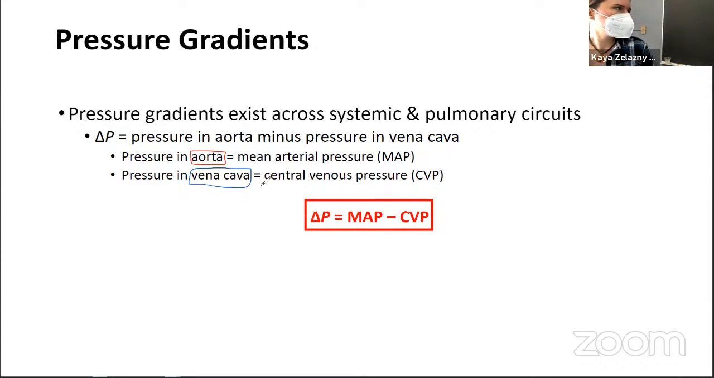So here we can use, I think, a new term. Have we talked about central venous pressure before? I don't think we've talked about that yet. It's pretty much the same thing as the mean arterial pressure in terms of measurement. It's just at the opposite end of the loop. So we're measuring it at the vein coming into the heart. So central venous pressure is CVP. Our difference between the pressure in the aorta and the pressure in the vena cava, or between MAP and CVP, is going to be our difference in pressure for the flow through our cardiovascular system.